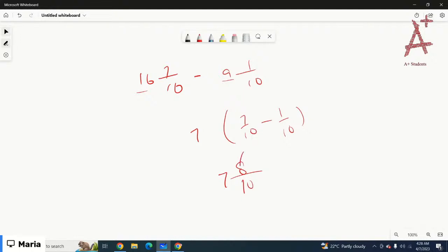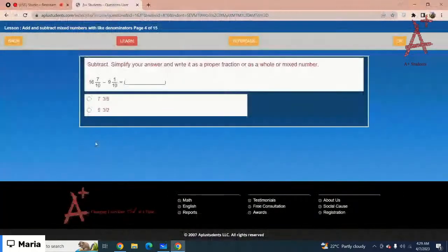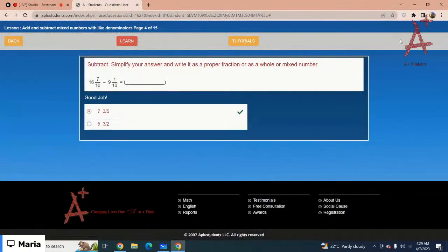No, 7 minus 1 is 6. So it would be 7 whole 6 over 10. You can divide 6 over 10 by a common number, 2. So it would be then 7 whole 3 over 5. Got it? So the correct option is 7 whole 3 over 5.